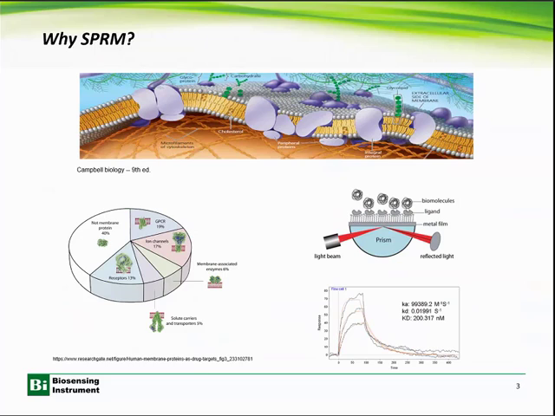However, the conventional SPR requires the ligands to be uniformly fixed onto a sensor chip. So the proteins have to be purified and fixed onto the sensor chip, and most membrane proteins don't like that process. SPRM provides a unique way to study proteins in their cells. The key challenge for studying membrane proteins is how to maintain their native environments and keep their activity during the study. I will show you how SPRM can be used to do that.